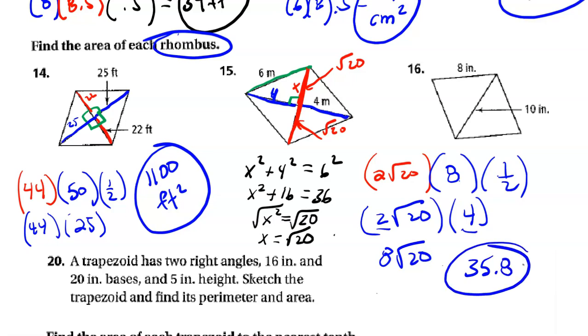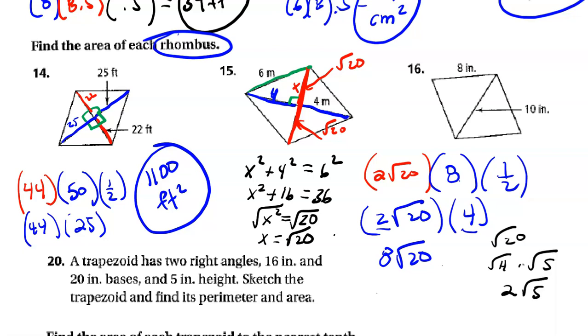So that's a pretty good approximation. Also, if you wanted to keep this as a simplified radical, you could break down this square root of 20, and that's the square root of 4 times the square root of 5, which is 2 radical 5. So this I've now changed. So 8 times 2 radical 5 would be 16 radical 5. So this would be if you wanted to actually have it perfect and not be an approximation.